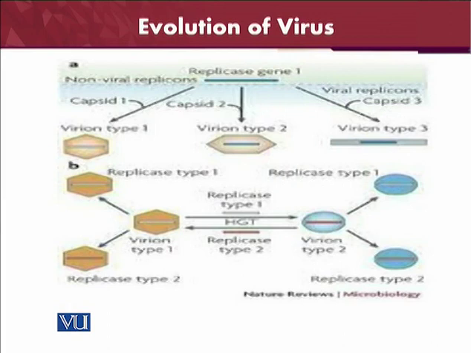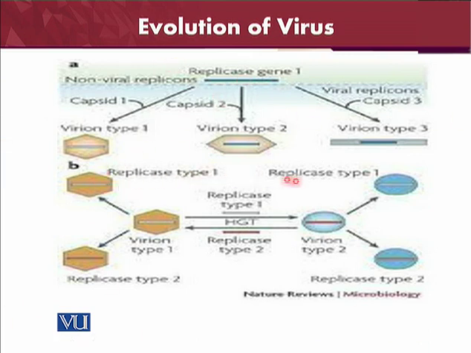Here is an example of the replicase gene, showing how the genes were carried on, and the non-viral replicons and then the viral replicons. Here we can see the replicase gene, the non-viral replicons and viral replicons, and capsid 3. We have used 3 capsids, capsid 1, 2 and 3, and then it gives us different types of virions: virion type 1, virion type 2 and virion type 3. The 3 different capsids give us 3 different types of viruses.